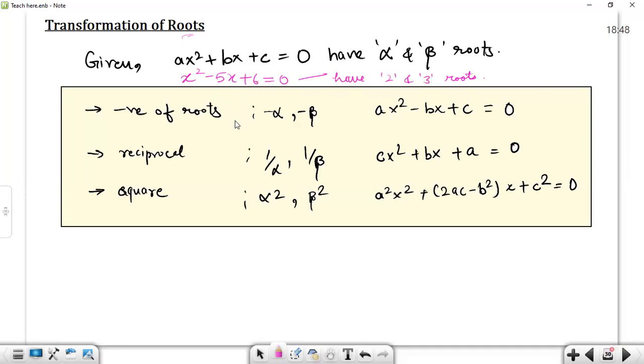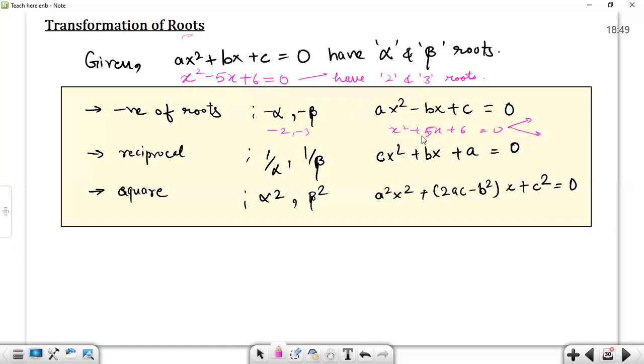Now, if you are asked to make a quadratic equation whose roots are the negatives of the given roots, so if 2 and 3 are the roots, its negative roots will be -2 and -3. So we can directly find the quadratic equation by just changing the sign of b. X square plus 5x plus 6 should be the equation. Now let's check. When we put -2 and -3 here, we will be able to satisfy this particular quadratic equation.